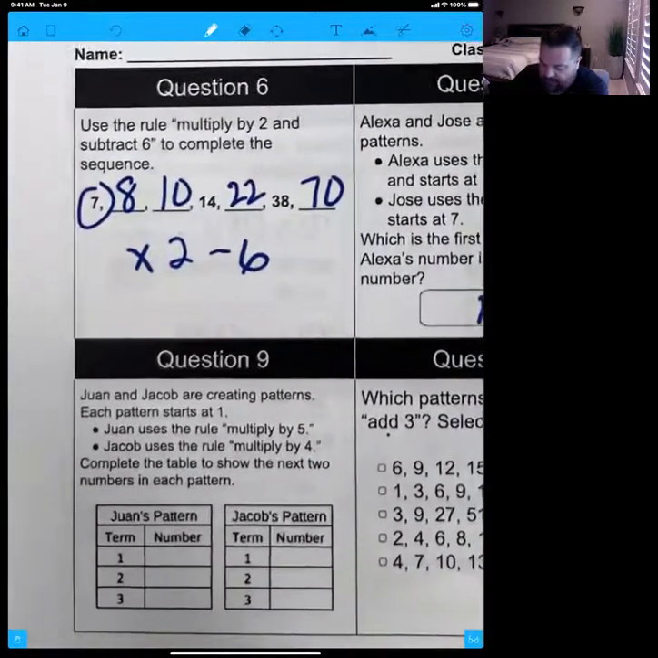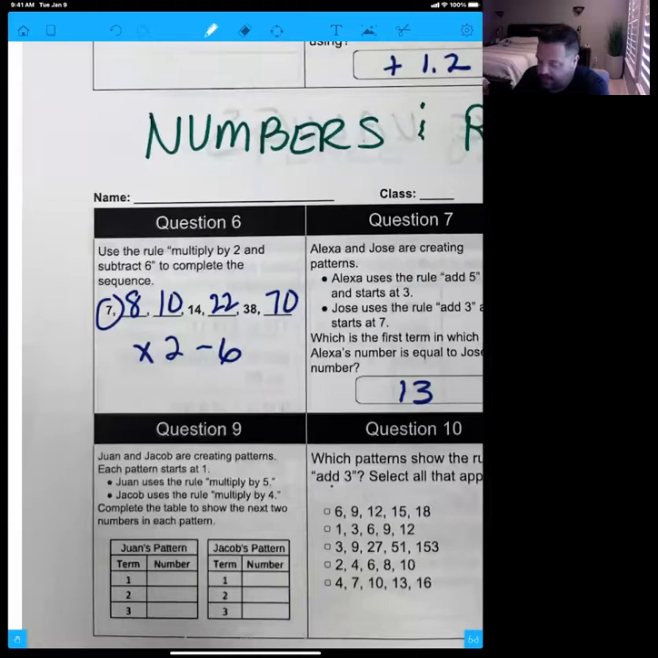We're going to skip number 8. Let's do number 9 down here at the bottom. Both of them started at 1, 1. So you should have got 1, 1 in both boxes. And then this is a 5 and a 25. And this would be a 4 and a 16.